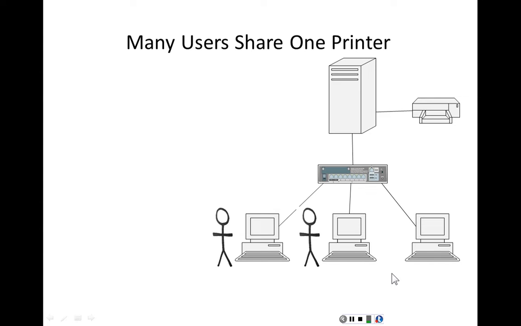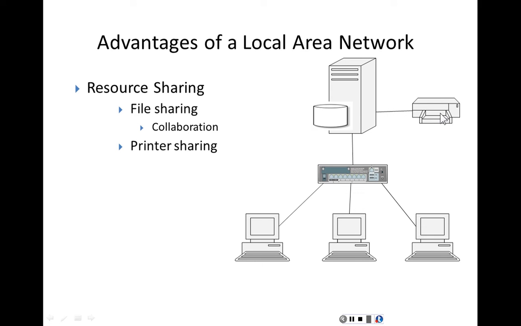So now, instead of having a whole bunch of cheap printers, we have one really good printer, and everybody can share that one really good printer. So the advantages of having a local area network are resource sharing, file sharing, which allows for collaboration, or printer sharing, which allows many people to share one printer.